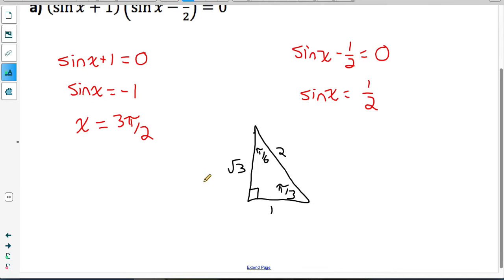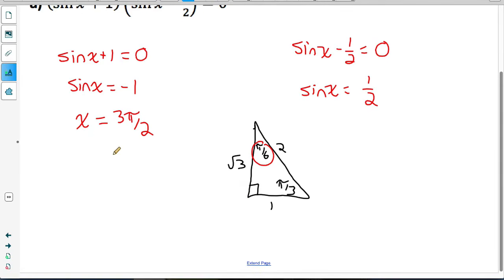This is the half equilateral special triangle. And I know sine of pi over 6, right? Sine from here would be opposite over hypotenuse, a half. So I know sine of pi over 6 equals a half. But there will actually be two answers for when the ratio is 0.5.